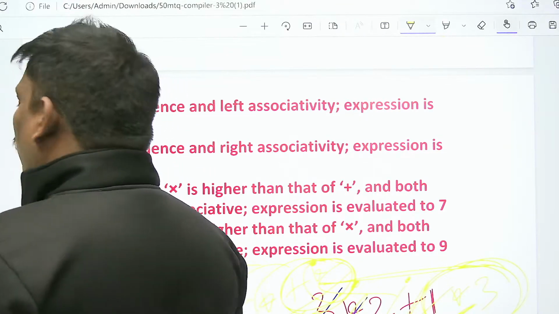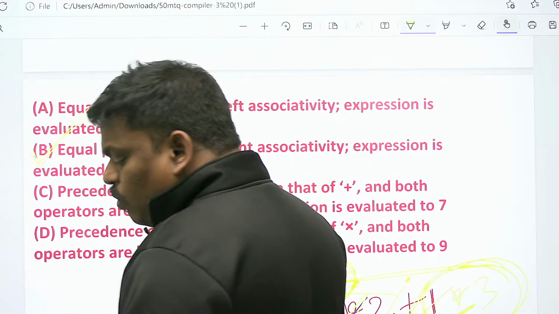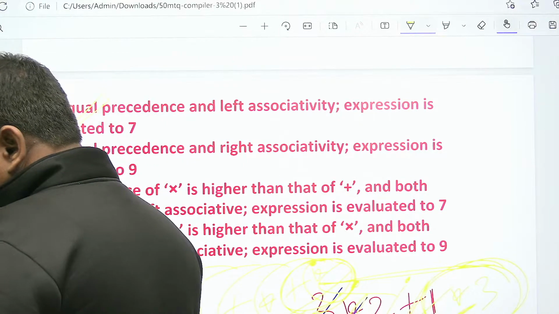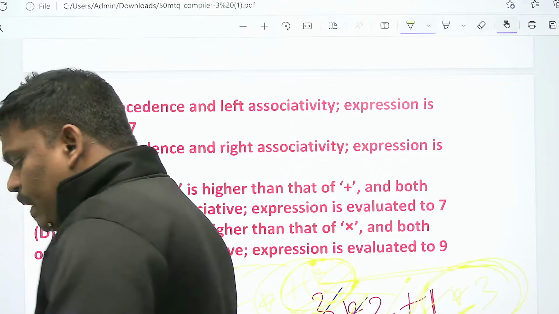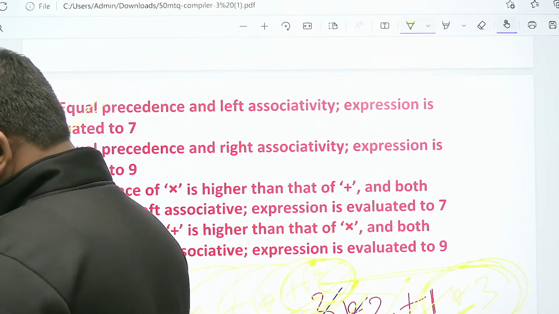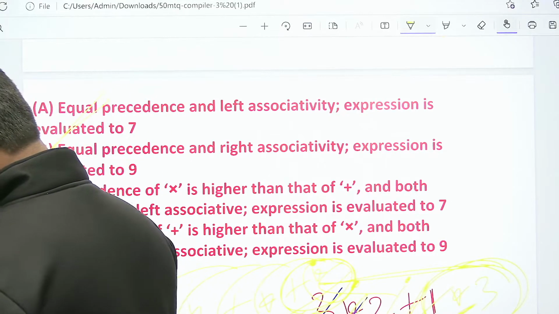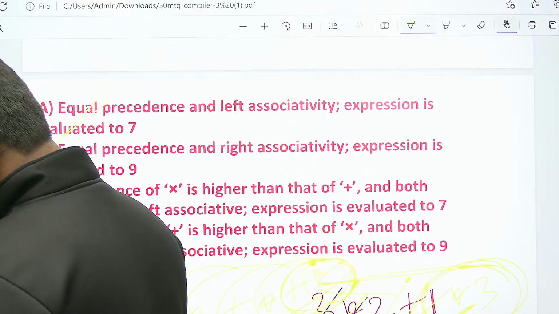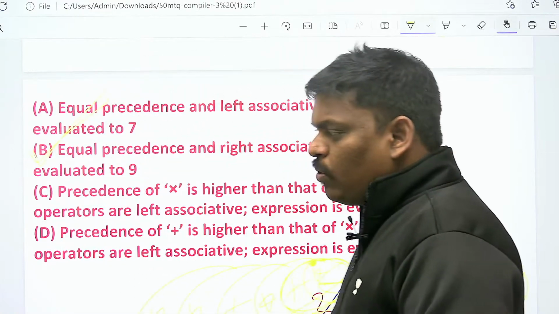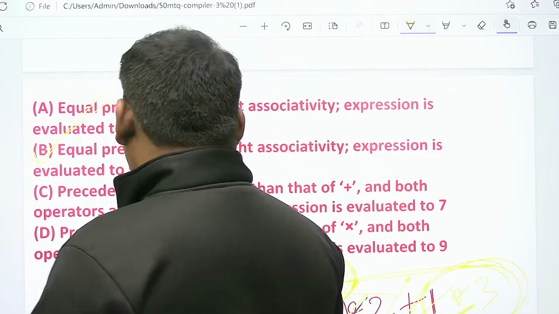So after plus, one more plus. Mukesh, tomorrow or the day after tomorrow, in the compiler subject you will see that story. In the compiler class, the story will come, Mukesh. If possible, you attend.